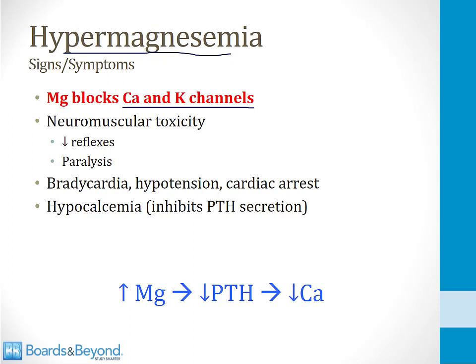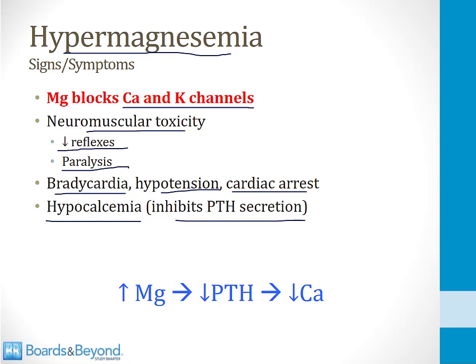So for example, patients with hypermagnesemia often have neuromuscular toxicity. This presents as decreased reflexes and weakness that can progress to paralysis. They also have cardiac dysfunction. Things like bradycardia and hypotension and even cardiac arrest can occur. And then finally, hypermagnesemia can cause hypocalcemia, and this is because magnesium can inhibit parathyroid release. In the video in the endocrine section on the parathyroid gland, I talk about how high levels of magnesium can shut down parathyroid hormone release, and this can lead to hypocalcemia.